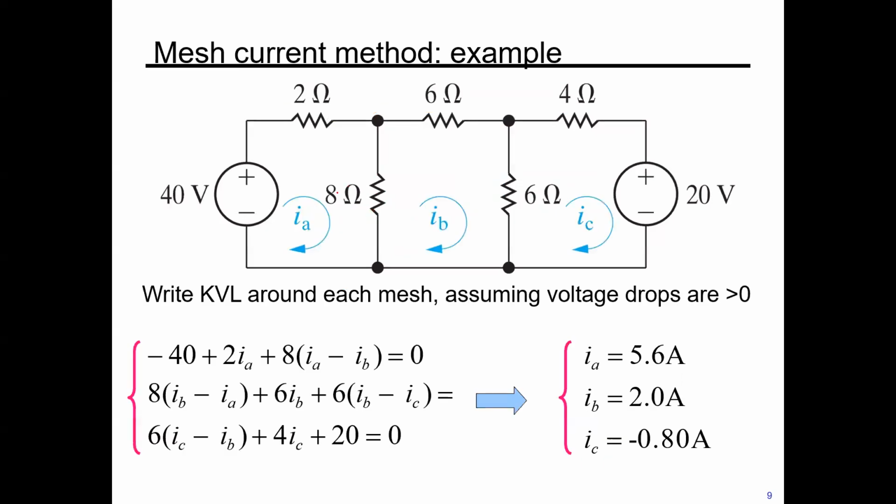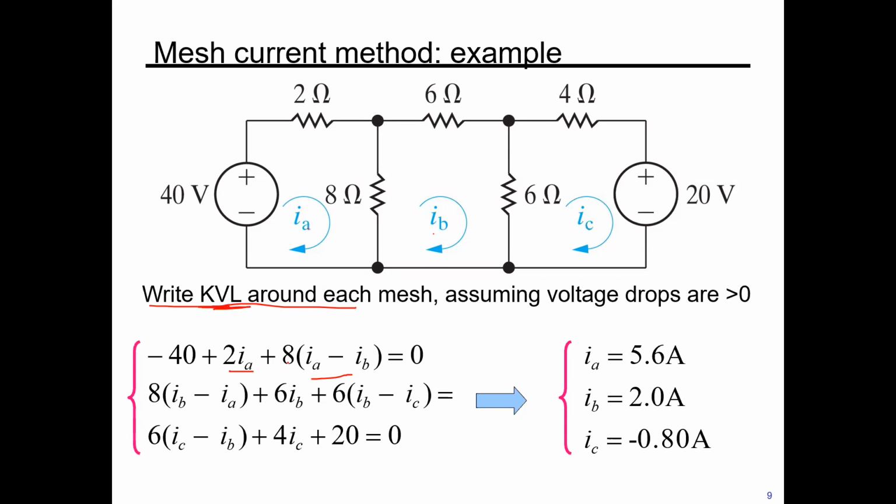So as I said, IA, IB, IC, we can apply 3 meshes, and then we write the equations, Kirchhoff's voltage law, around each mesh. It's very easy. For example, we can write here: minus 40 volt plus 2 times IA plus 8 times (IA minus IB) equal to 0. That is the Kirchhoff's voltage law for this mesh.